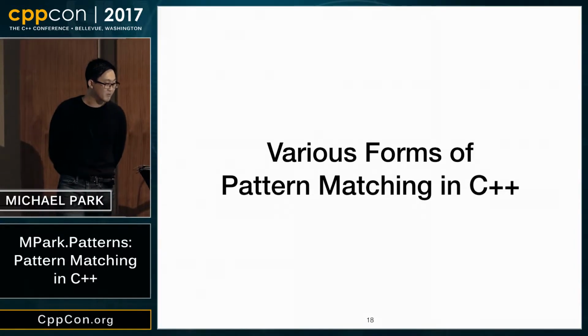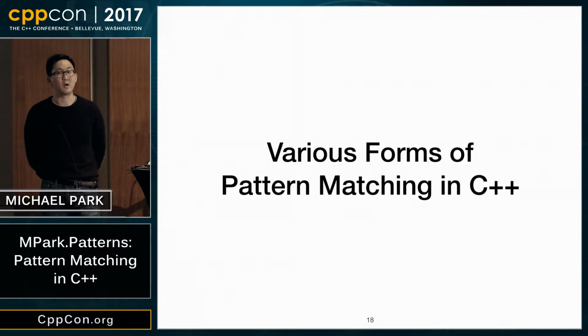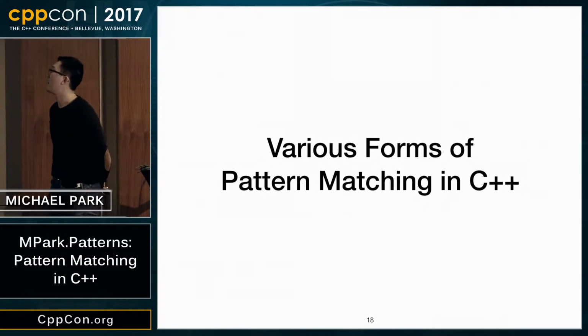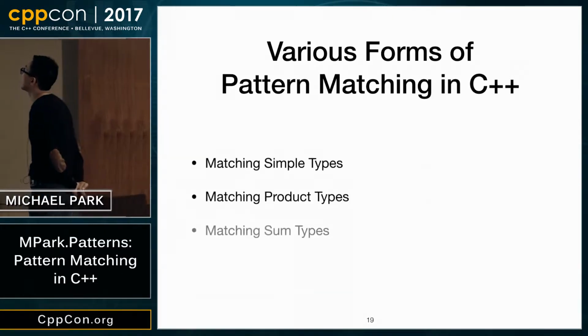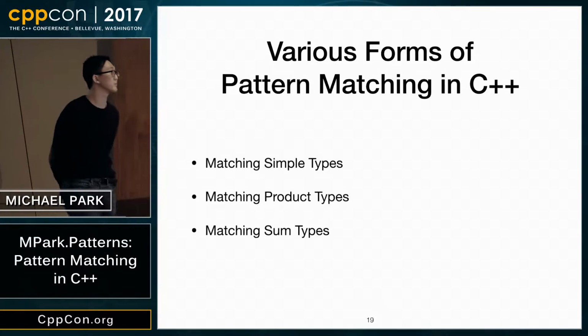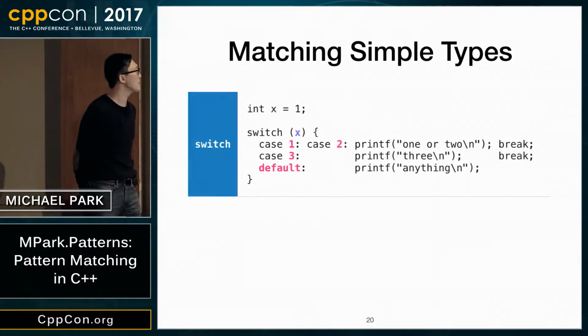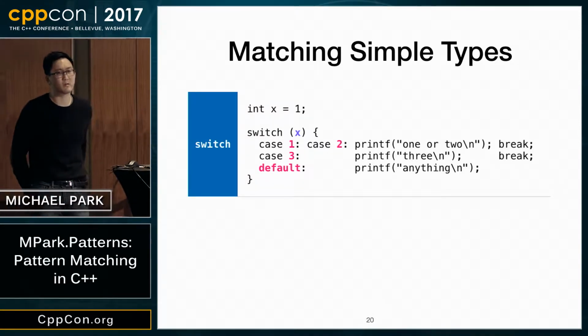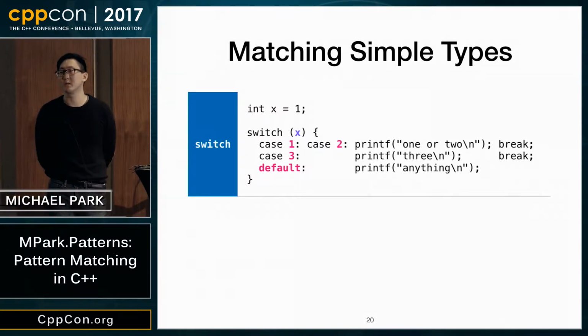Okay, various forms of pattern matching you may have seen in the wild in C++. Let's start with simple types, and we'll talk about how product types and sum types are matched in C++ today. So matching simple types is pretty common, right? We use switches all over the place to match integrals.